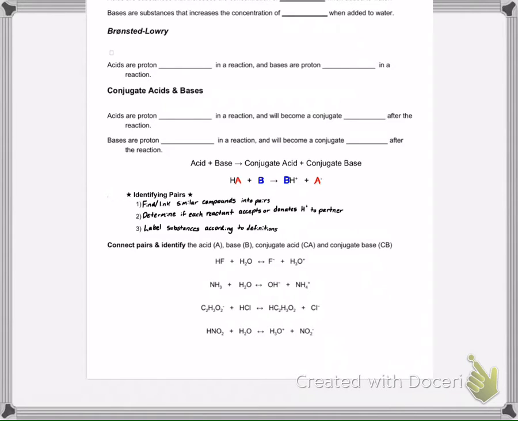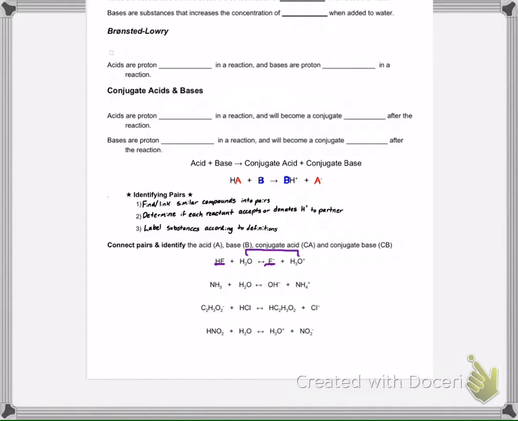So if you look at this first example, we have hydrofluoric acid and water yields a fluorine ion and hydronium. Hydronium is this H3O+. Okay, so you have to find who are the partners. Right away, I see hydrofluoric acid and fluorine. So these guys are alike. Okay, and then water and hydronium are also partners. They're also alike.